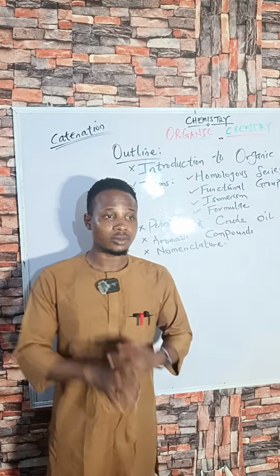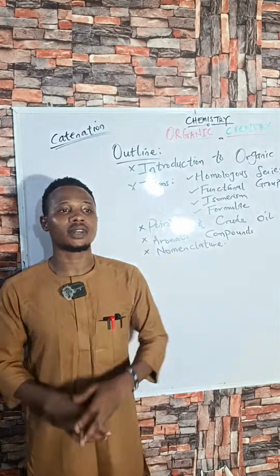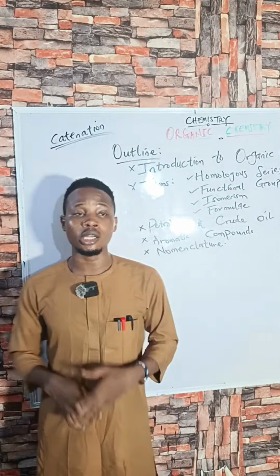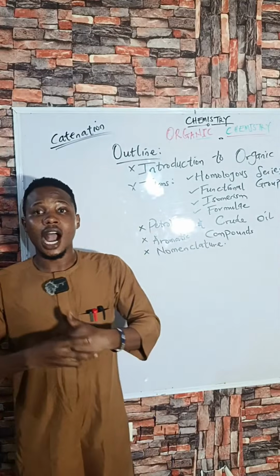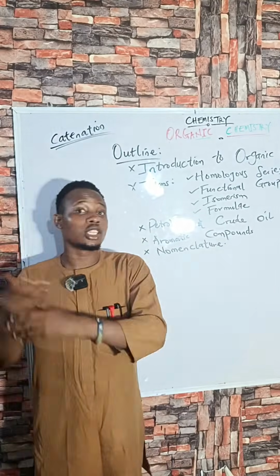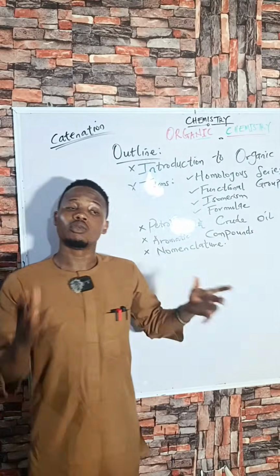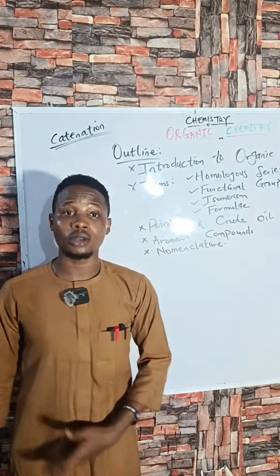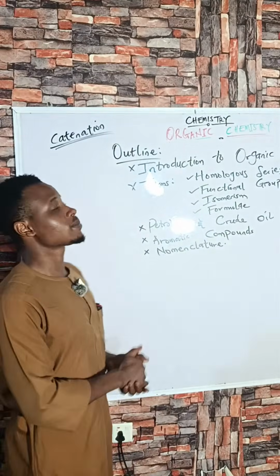Number two, you must know that organic compounds have low melting and boiling points. Organic compounds have low boiling and melting points. You know, it's actually a covalent compound, and we know unlike ionic compounds that have high melting and boiling points, covalent compounds, which in this context of organic compounds, have low melting and boiling points. All right, we leave that.